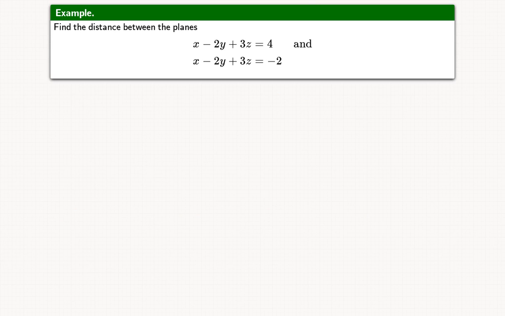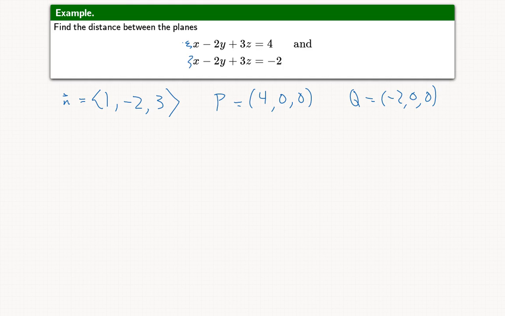Okay, now what about finding the distance between two planes which are parallel? So from the equation of these planes, we can see that both have the normal vector 1, negative 2, 3. Now I want to produce examples of points on both planes. So we can do what we did just now. So I'll set y and z equal to 0. So P equals 4, 0, 0 is on the first plane, and Q equals negative 2, 0, 0 is on the second plane.